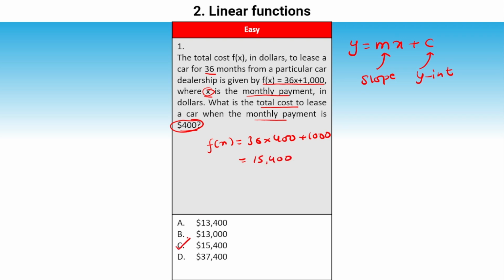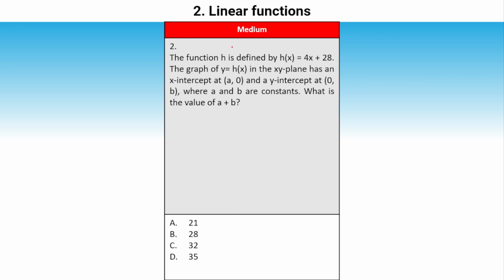It's quite easy. So next question, with medium difficulty. The function h is defined by this: the graph of y equals h(x) in the xy-plane has an x-intercept at (a, 0) and a y-intercept at (0, b), where a and b are constants. What is the value of a plus b? We are given the equation y equals 4x plus 28.